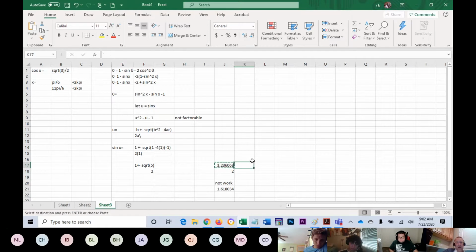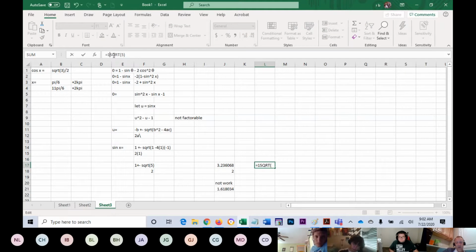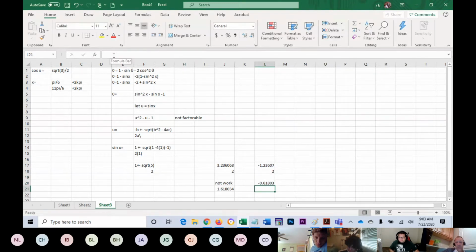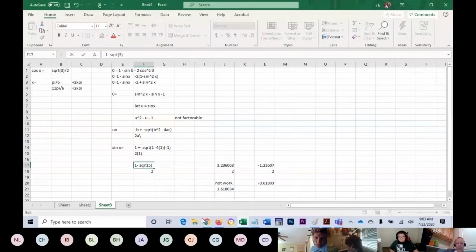The other answer we have here is 1 minus the square root of 5, which is going to be negative 1.23, but when we divide that by 2, that's going to work. That's less than 1, so that's going to work. So in this case, we can throw out the plus answer. We've only got the minus answer.